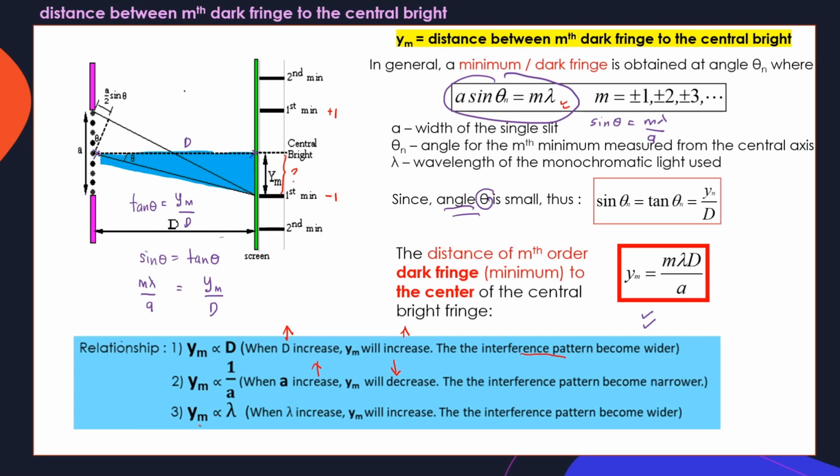Alright, the third relationship is between y_m and lambda, where y_m is directly proportional to lambda. So when the wavelength is increased, the value of y_m also increases. This means that the distance between the central bright fringe and the first minimum becomes wider. And what happens to the pattern of the interference? The pattern will become wider. The first dark, the second dark, the third dark, and so on, become farther apart.